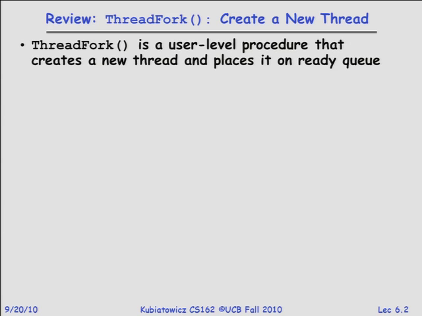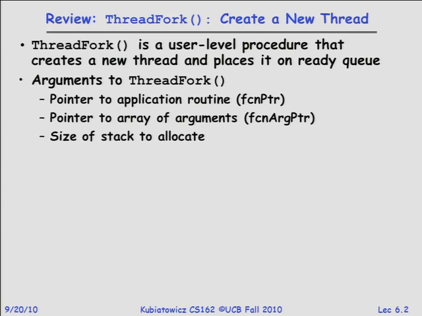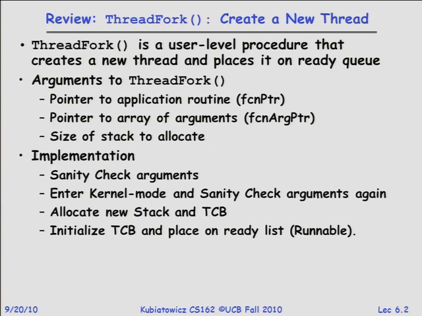The arguments are kind of the obvious ones. There's a pointer to the procedure that you want the thread to run, a pointer to a list of arguments, and a size of the stack. We said briefly that the implementation was to sanity check the arguments, which is kind of a debugging thing. Then we enter kernel mode and sanity check them again, which is a security thing. Then we allocate the new stack and the thread control block, initialize the thread control block with just a little bit of initialization, put it on the ready queue, and poof, we're ready.